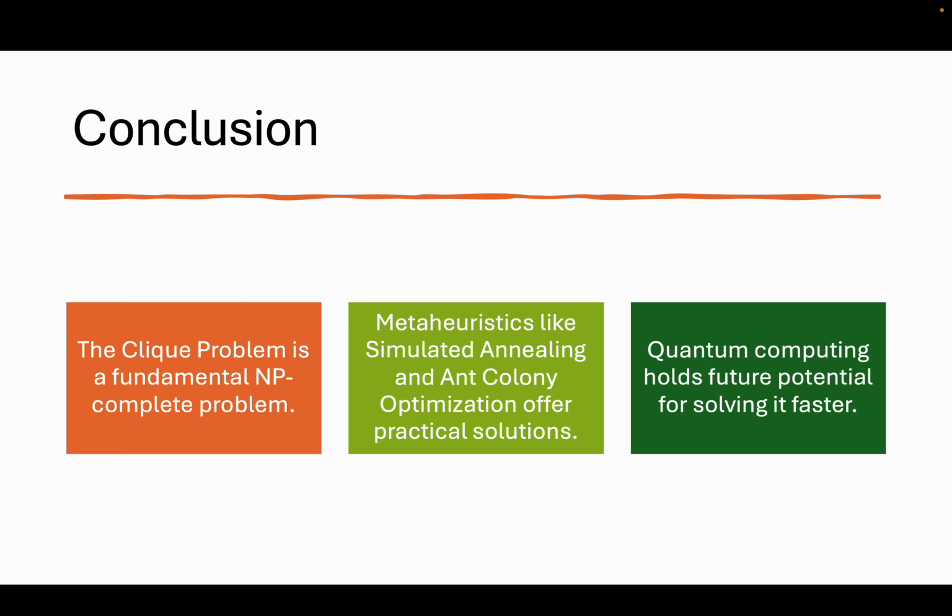So our third takeaway is that quantum computing holds potential for solving it faster. Quantum computing is an emerging field that has the potential to solve certain types of problems much faster than classical computers. For the clique problem, quantum algorithms like the quantum approximate optimization algorithm, which we discussed in the previous slides, could potentially provide solutions more efficiently. While this is still in the early stage, quantum computing could significantly change how we approach NP-complete problems in the future.